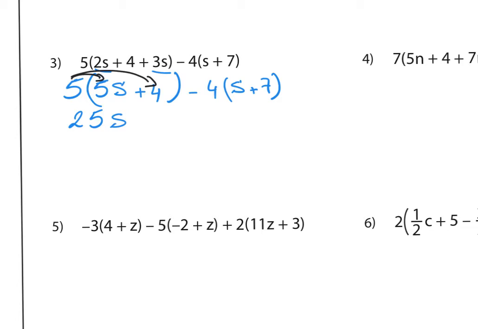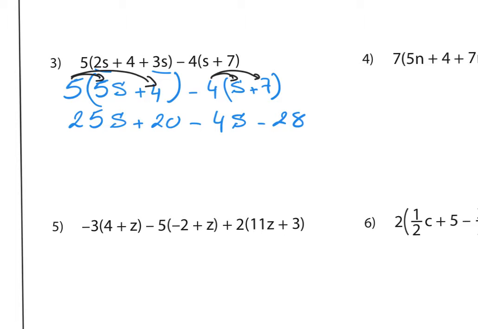25s, right, plus 20, minus, we do the same thing for the second parentheses. We're going to multiply negative 4 with s, so this is negative 4s, and negative 4 times 7, that's negative 28. So we're going to have negative 4s minus 28. We have negative because we multiply negative 4 with positive 7. Negative times positive will be negative, right?